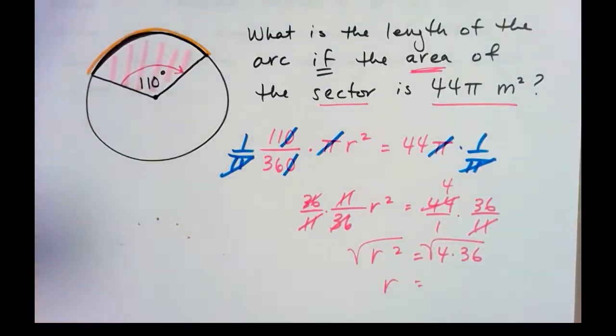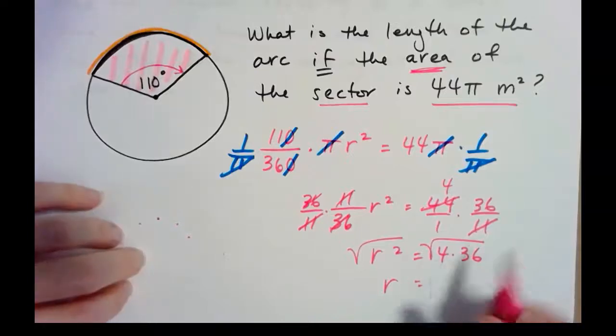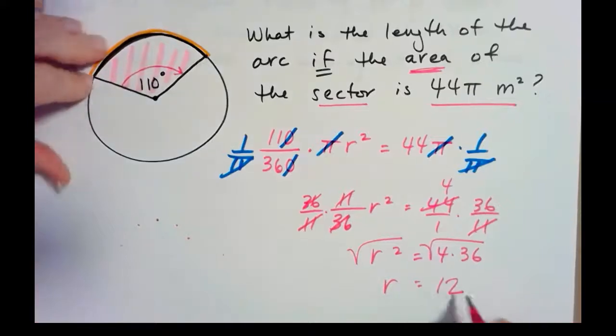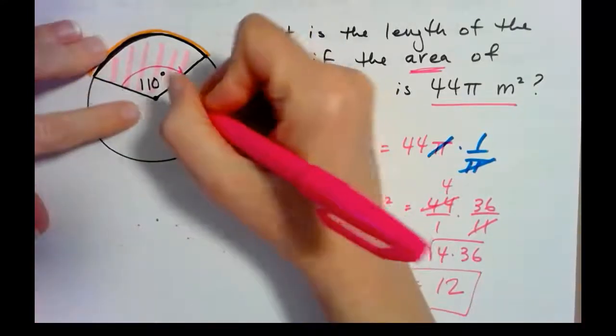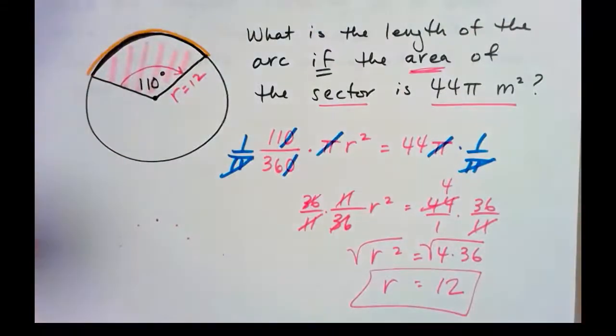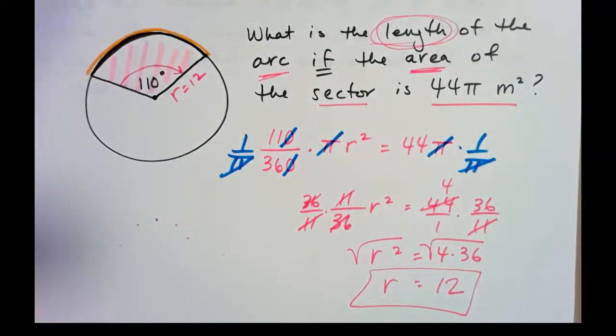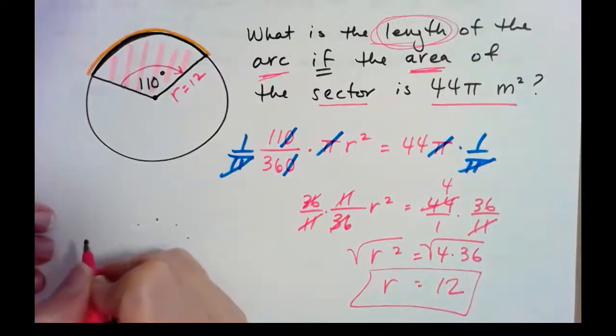And normally we would say plus or minus, but no need here because we're talking about the radius of a circle, so it's only the positive. The square root of 4 is 2. The square root of 36 is 6. 2 times 6 is 12. Our radius is 12. So, since our radius is 12, can we now find the length of the arc? Yes. We'll use the arc length formula.